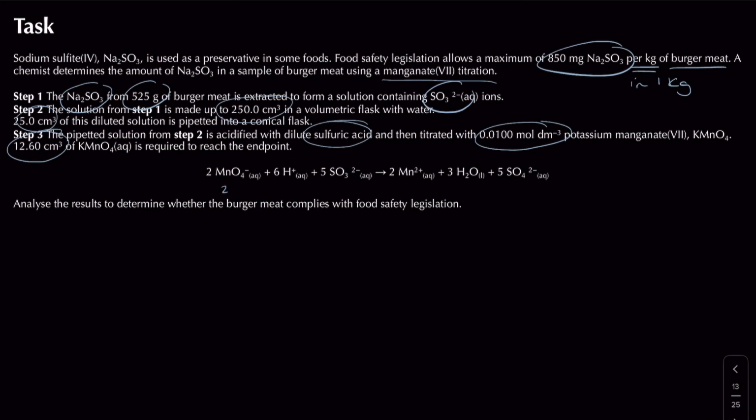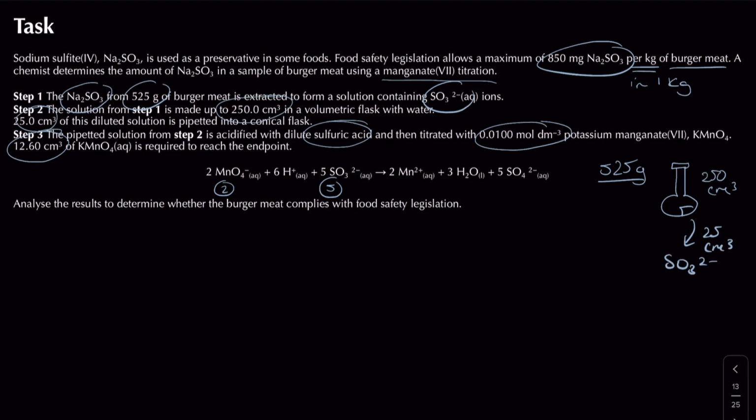Now, if you look at this, our ratio here is going to be 2 to 5. That's what we've got to be aware of. In terms of our plan, we know we've got 525 grams of burger meat. We also know that our volumetric flask has a volume of 250 centimeters cubed, which most of the time it is, but just be aware you can get 100 or even a decimeter cubed as well. We take out our SO3 2- 25 centimeters cubed.